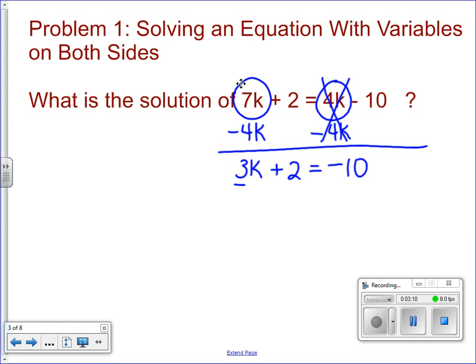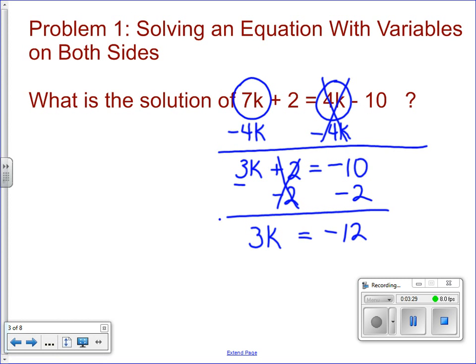The last thing that was done to the k in this case was adding 2, so we're going to subtract 2 from both sides. Plus 2 minus 2 is 0, so I'm going to bring down my 3k. And negative 10 minus 2 would be negative 12. Dividing both sides by 3 to undo the multiplication. 3 divided by 3 is 1. 1 times k is k. And on the right side, negative 12 divided by 3 is negative 4.